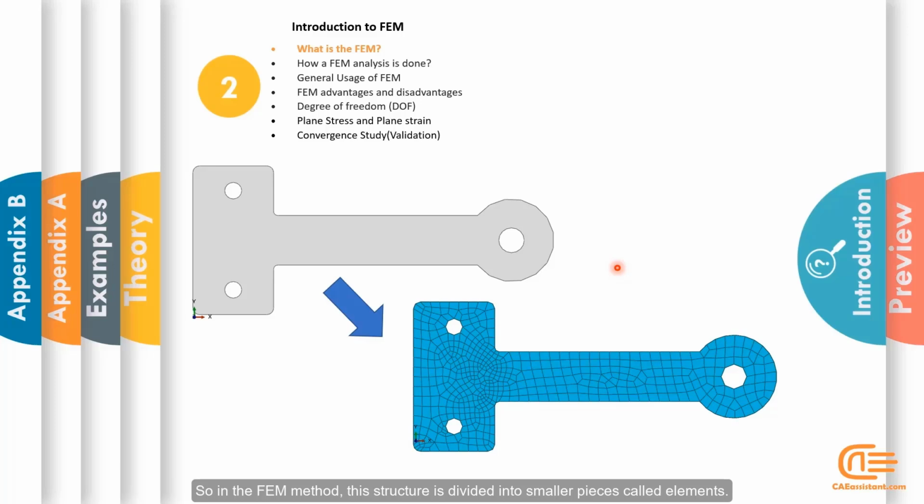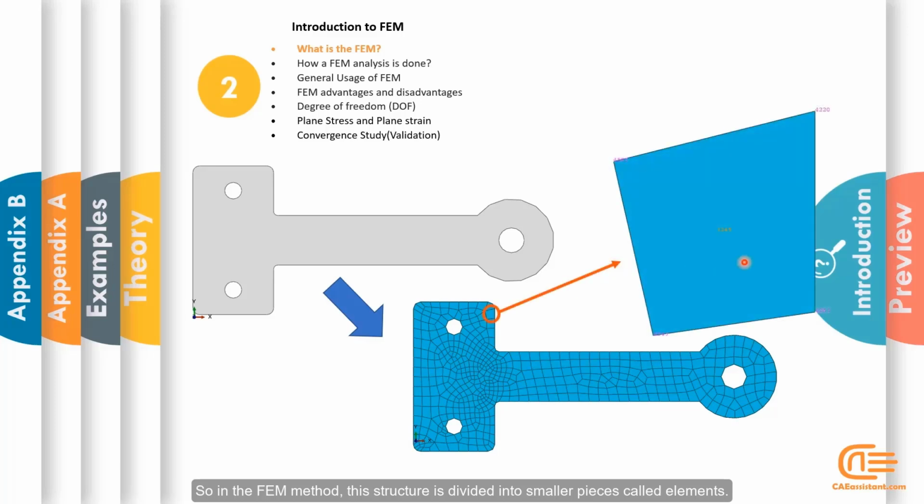So, in the FEM method, this structure is divided into smaller pieces called elements. Each element has its own element ID number, and each vertex contains a node with a specific ID number.